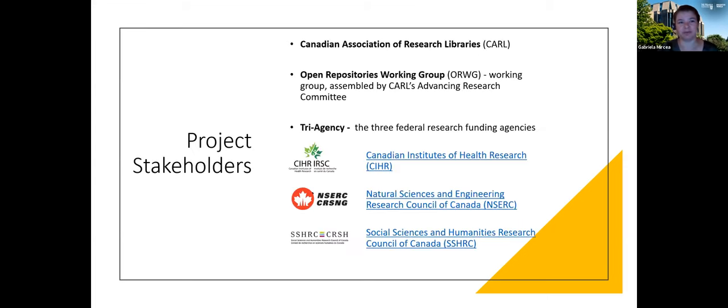To put the project in context, I want to quickly mention the project's stakeholders. We have the Canadian Association of Research Libraries Open Repository Working Group, which works in collaboration with the Canadian Repository Community and was assembled by CARL's Advancing Research Committee. And we also have Canada's three major funding agencies, Canadian Institutes of Health Research, Natural Sciences and Engineering Research Council of Canada, and Social Sciences and Humanities Research Council of Canada, which are interested in tracking their funded projects.